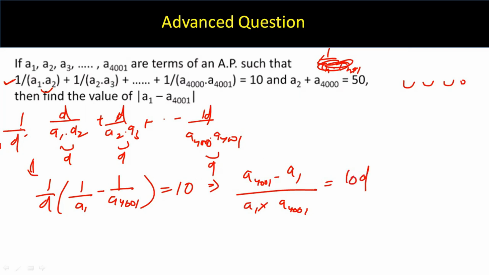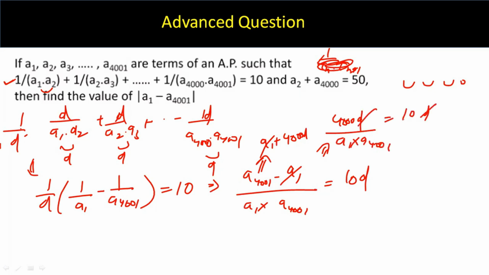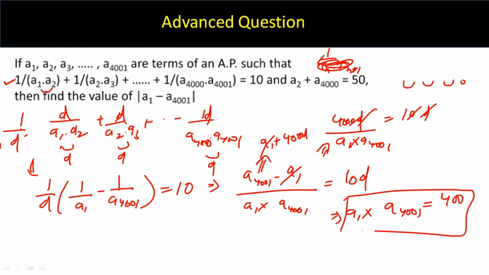Now what is this? ये सब AP में है, तो can I write a 4001 as nothing but a plus n minus 1 into d, which is 4000d, right? Because a1 और a 4001 ये सब AP में है, so I can write this as a plus n minus 1 into d. a cancel हो जाएगा, क्या बचेगा? 4000d upon a1 into a 4001 is equals to 10d. d भी कैंसिल हो गया, 10 भी कैंसिल हो गया. यहां से क्या निकल के आया? a1 into a 4001 is equals to 400. ठीक है, दिस इज योर फर्स्ट इक्वेशन.